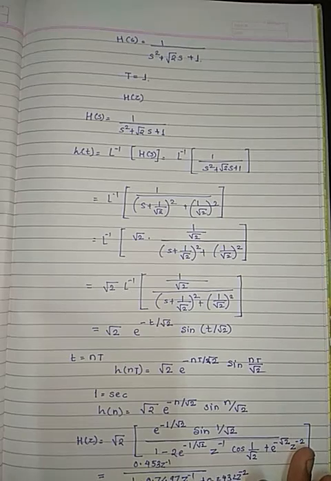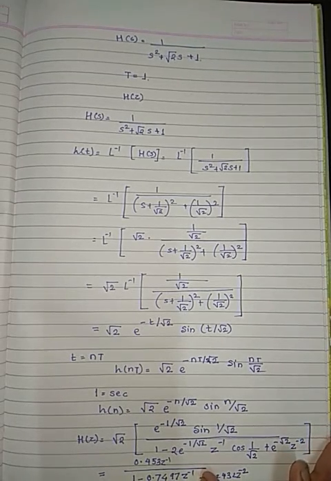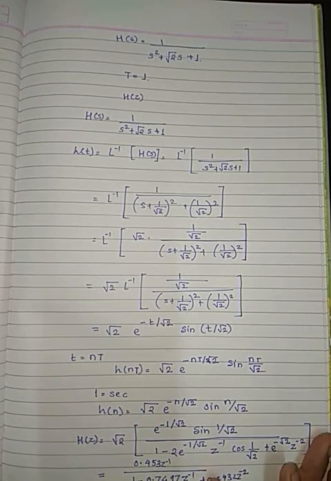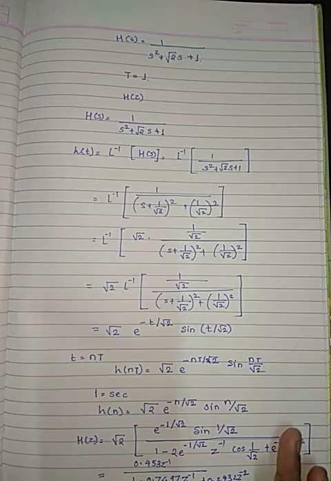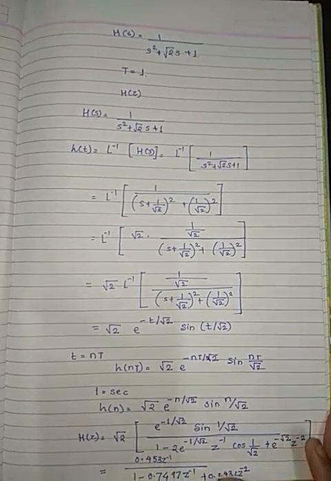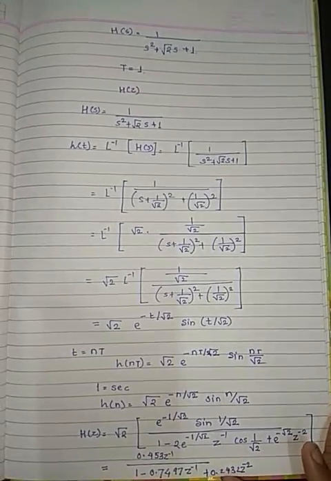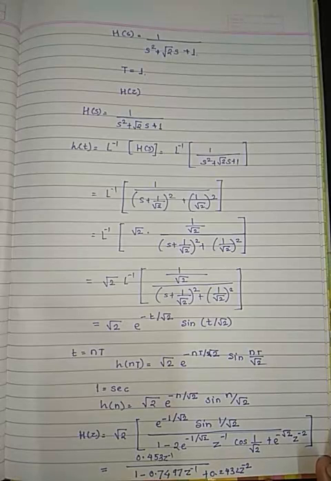And for high sampling rate, we just have to multiply the equation by T. So this is the simplest method to convert any analog filter into the digital filter. I hope you all are now able to convert the analog filter into the digital filter by using the impulse invariant method. Thank you.